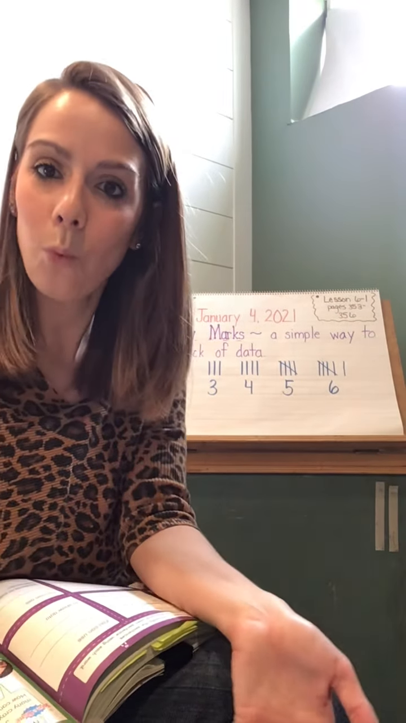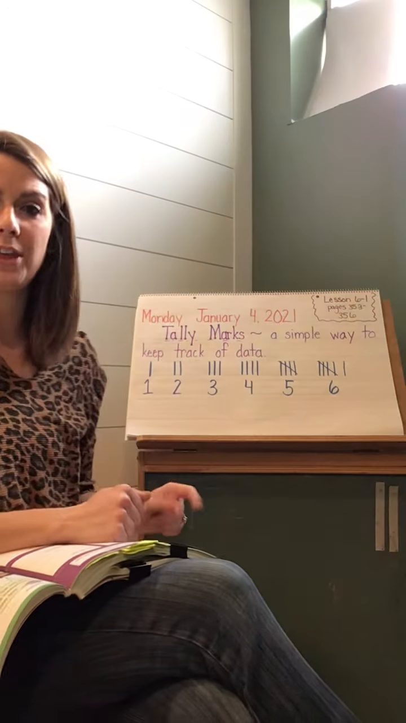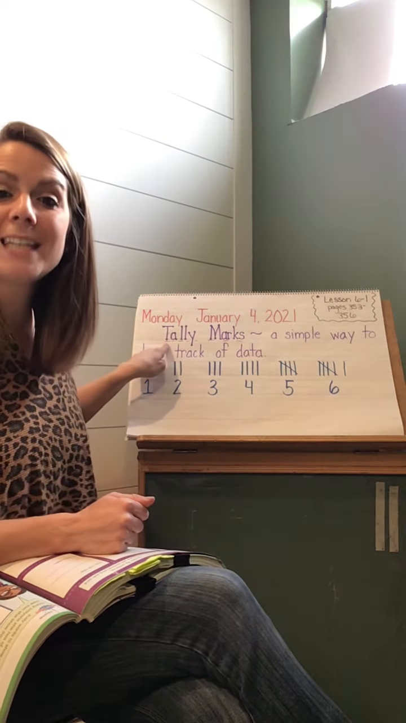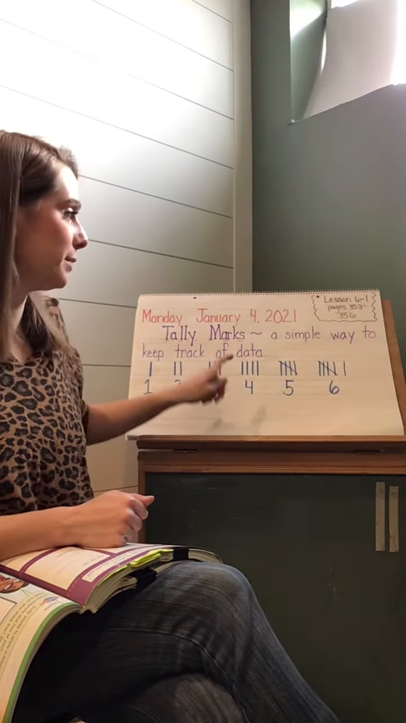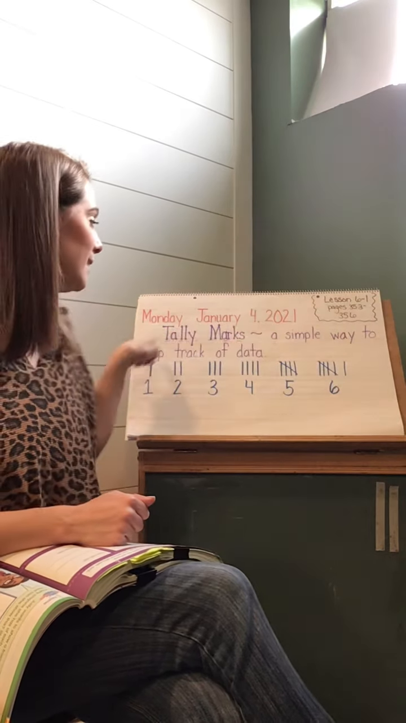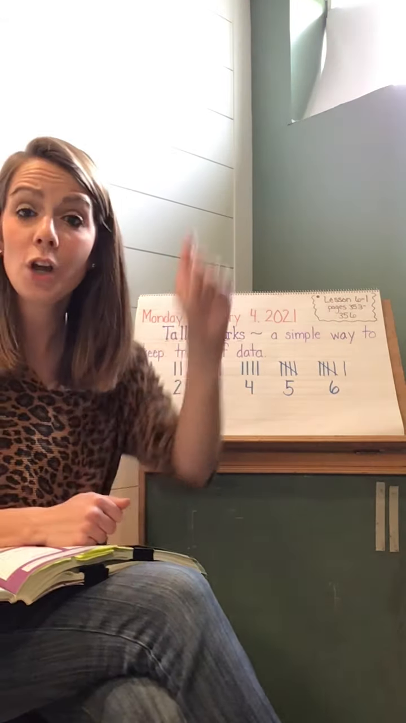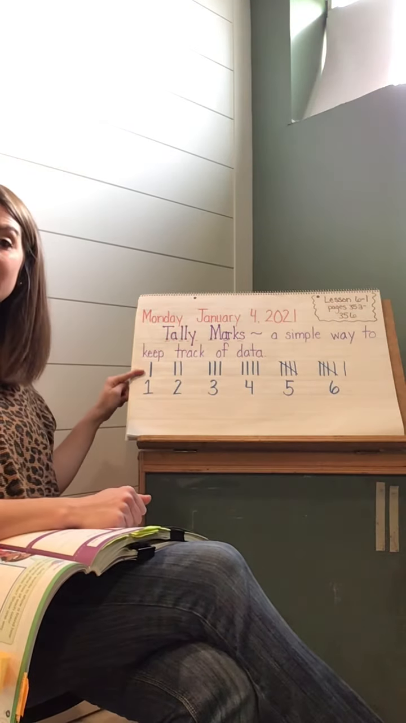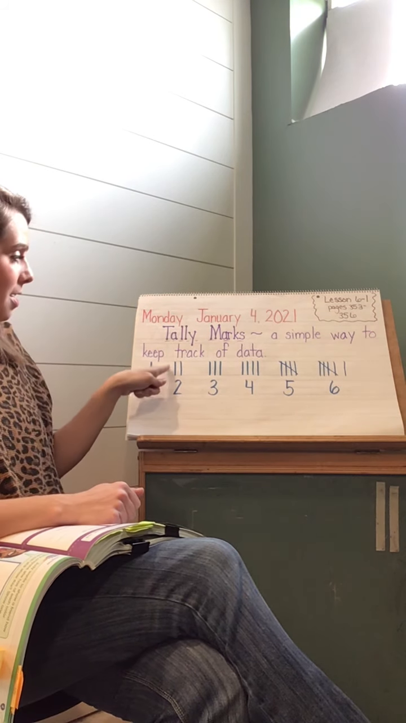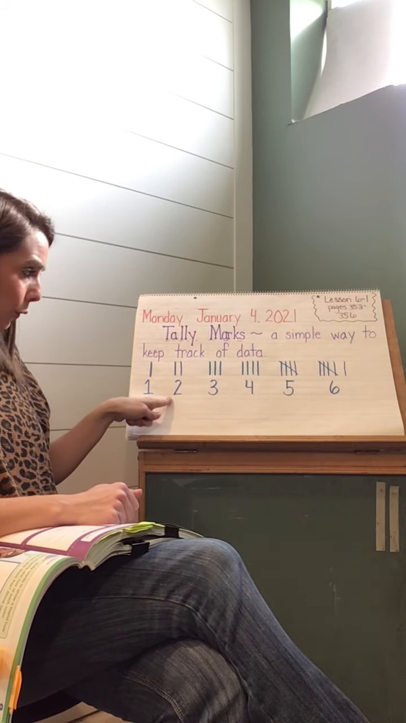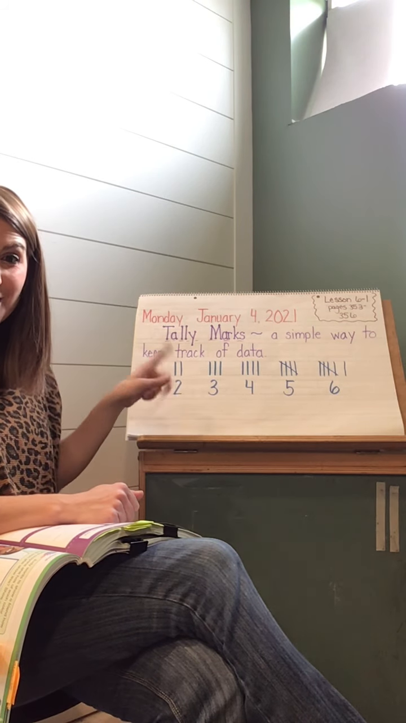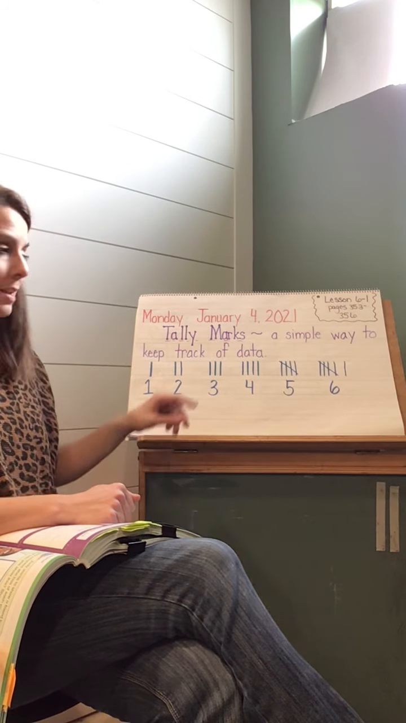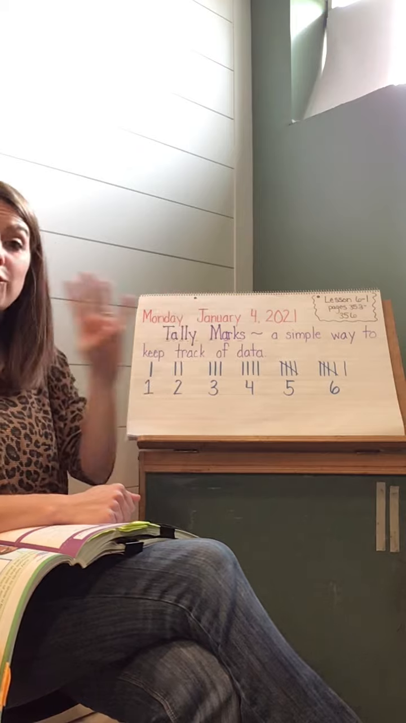but what would be a quick way? I want to show you a new thing called tally marks. Can you guys say that with me? Tally marks. Now, tally marks are a simple way to keep track of data. So every mark represents a number. So here, this tally mark means 1. These tally marks mean 2 because look how many there are. 2. These tally marks mean 3. These tally marks mean 4.